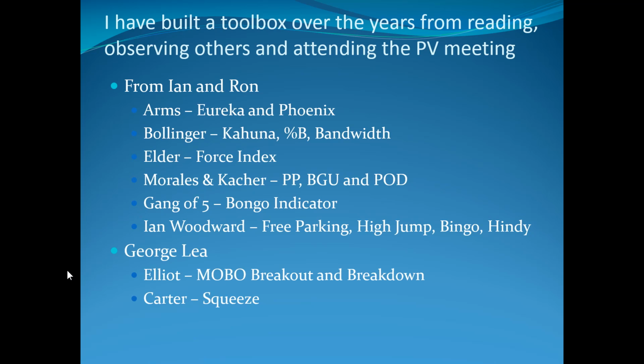And again, from Ian and Ron, I learned how to harness the power of Richard Arms with Eurekas and Phoenixes. To maximize John Bollinger with kahunas, %B and bandwidth. From Elder, it's the force index. From Morales and Katcher, it's those pocket pivots, Bible gap ups, and punch bowl of death. Gang of 5, which I participated in, was the bongo indicator. And some of the great things from Ian, especially free parking, the high jump, as well as the bingo and the Hindenburg. And then George Lee reintroduced me to the work of David Elliott, the mobile breakouts and breakdowns, the failed new highs and new lows. And John Carter's been around for some time with his squeeze.